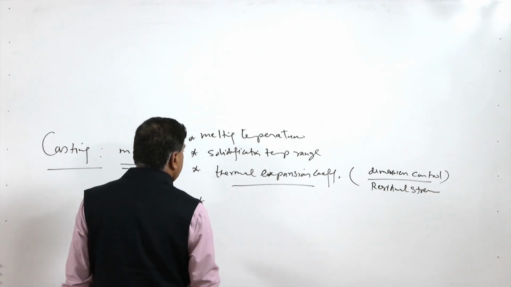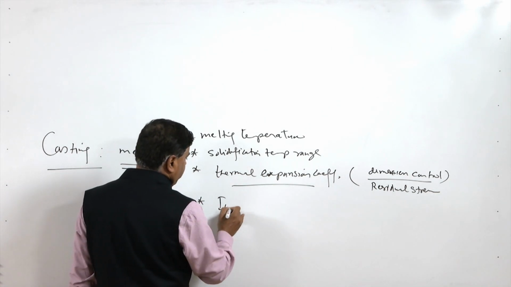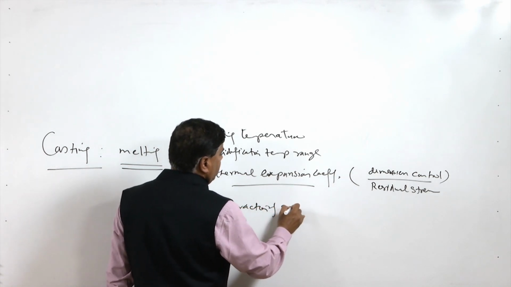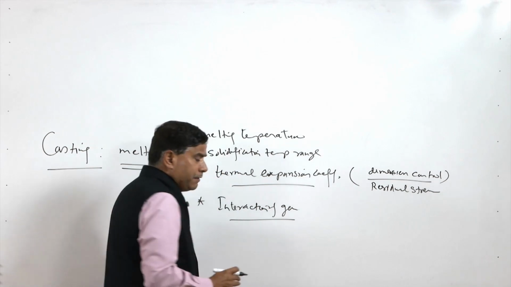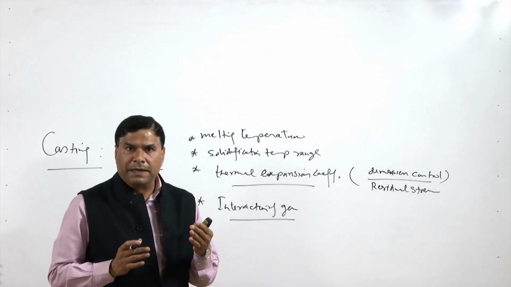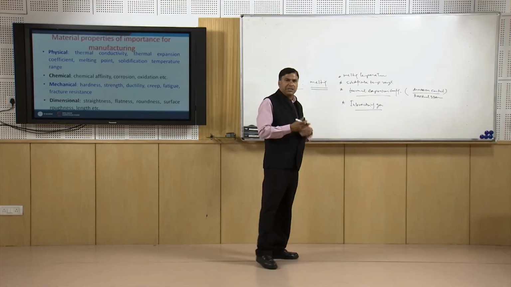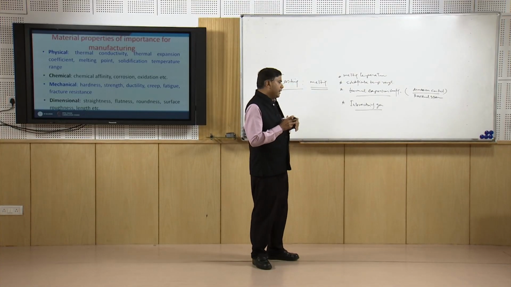Then we have the interaction of the gases with the molten metal. Reactive metals like aluminum, magnesium and titanium are very reactive to the atmospheric gases.